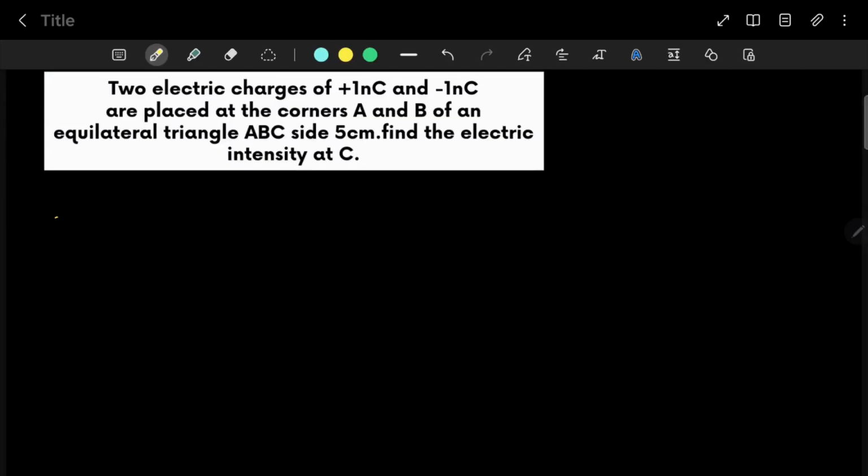So this is the next question: two electric charges plus 1 nanocoulomb and minus 1 nanocoulomb are placed at corners A and B of an equilateral triangle. And what is the side of the triangle? Let me draw the triangle.